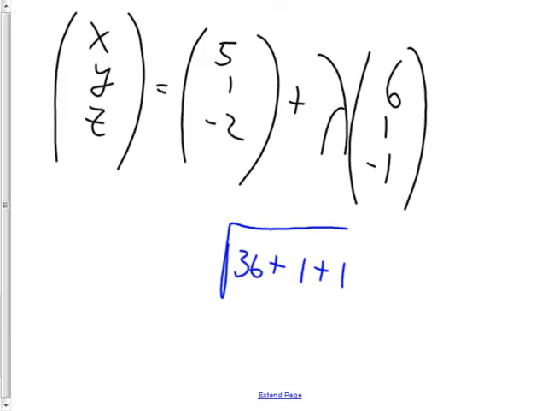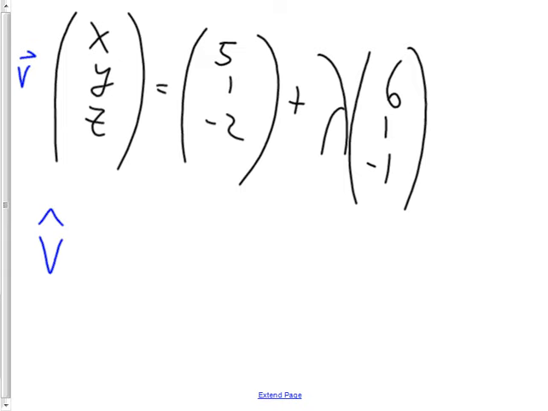Now, make this into a unit vector. Remember the symbol for that? Like if this was called vector V, then it would be V with the little hat. Very good. Write that for me. What's the unit vector for this guy? So many things we can do with just one vector.